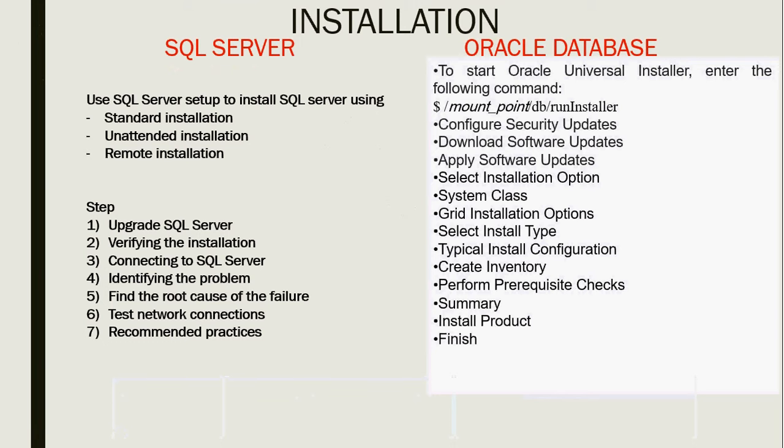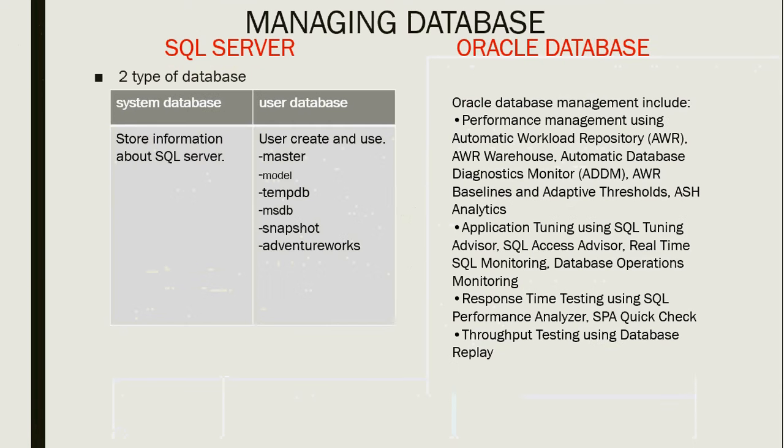Recommended practice. For Oracle database, to start Oracle Universal Installer, enter the following command: $/mount $db/runInstaller. Configure security update, download software update, apply software update, select installation option, system class, grid installation option, select install type, typical install configuration, create inventory, perform prerequisite check, summary, install product, and finish.